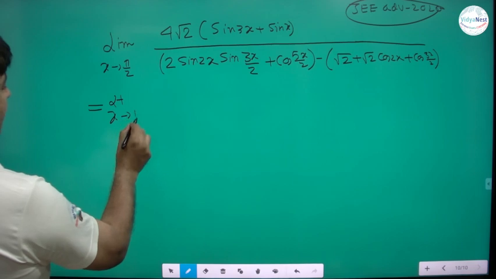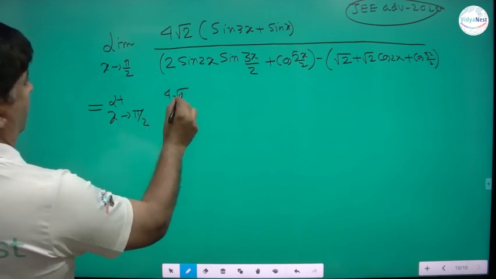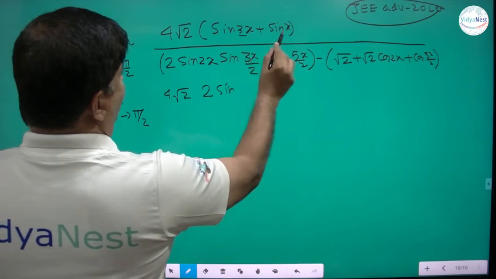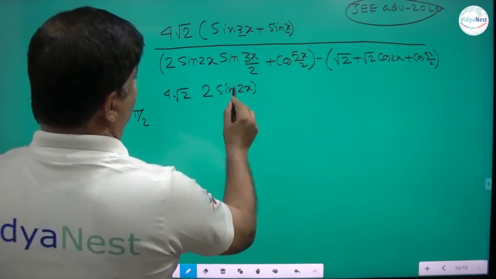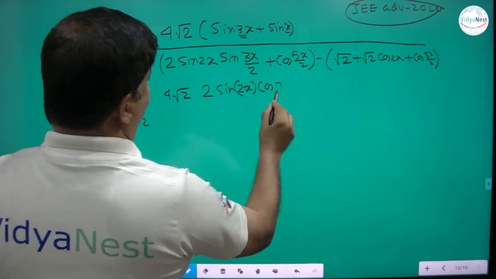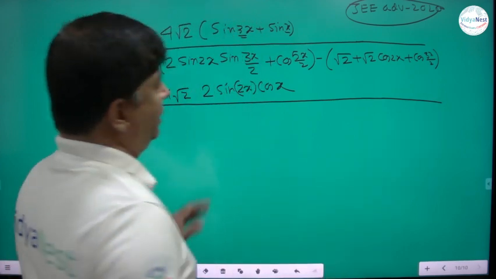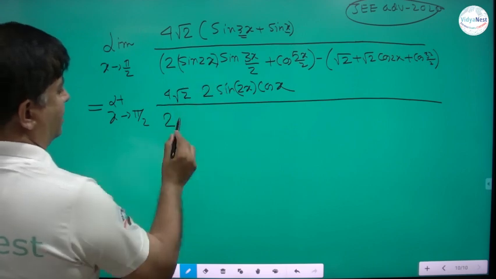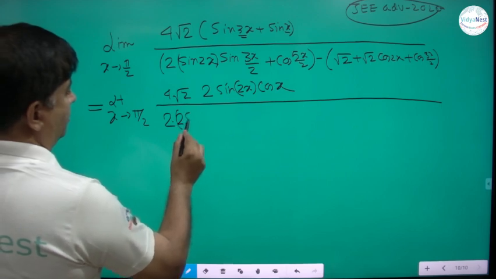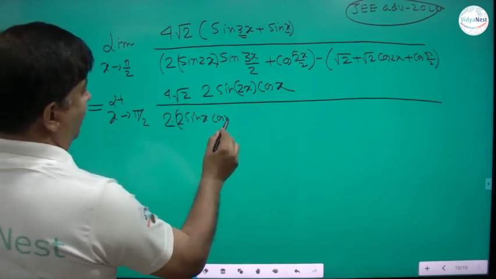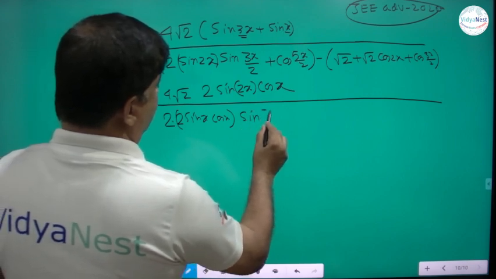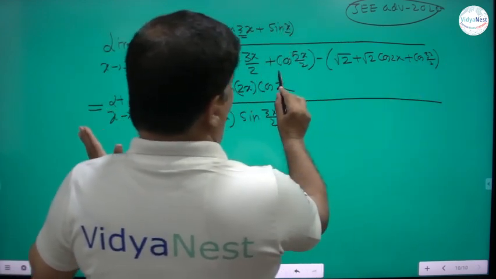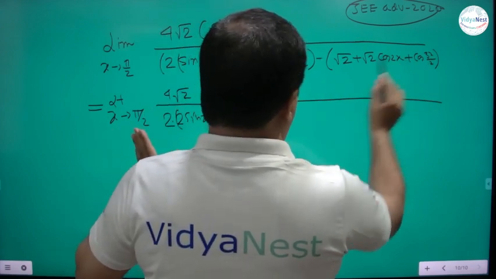Limit x tends to pi by 2, 4 root 2, formula 2 sin C plus D by 2 into cos C minus D by 2, and you remove the bracket. Instead of sin 2x, you can write 2 sin x cos x, the multiple angle. This sin 3x by 2 will remain unchanged. If you remove the bracket, cos 5x by 2 minus cos x by 2.